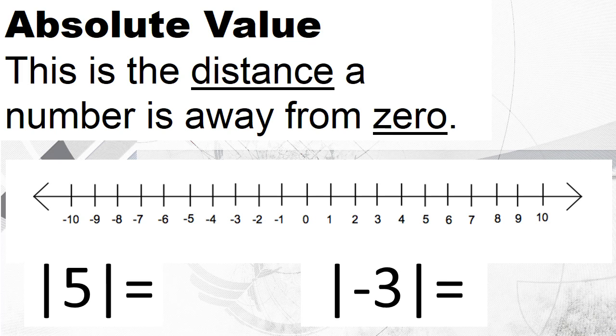Now let's talk about absolute value. For the definition, absolute value is the distance. First fill in the blank is distance. The number is away from 0.